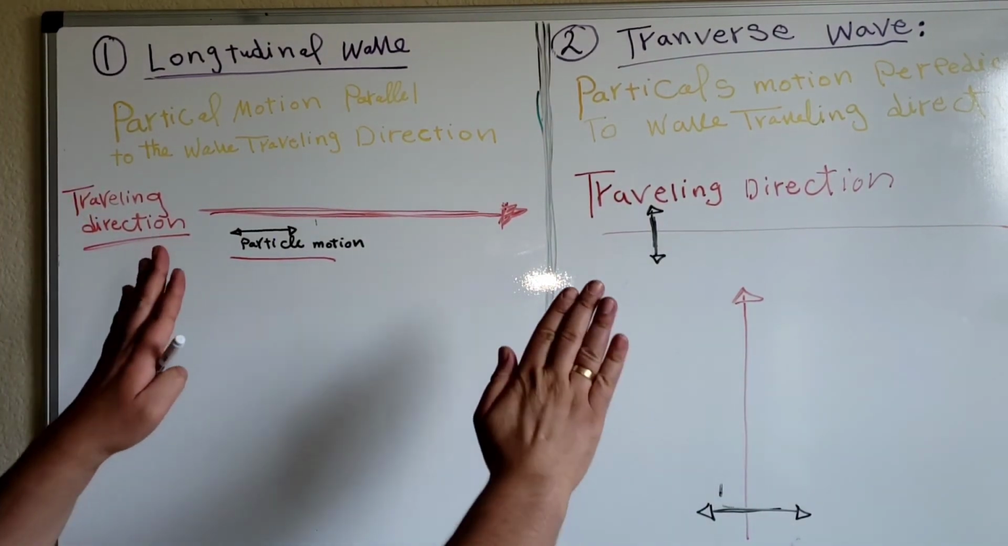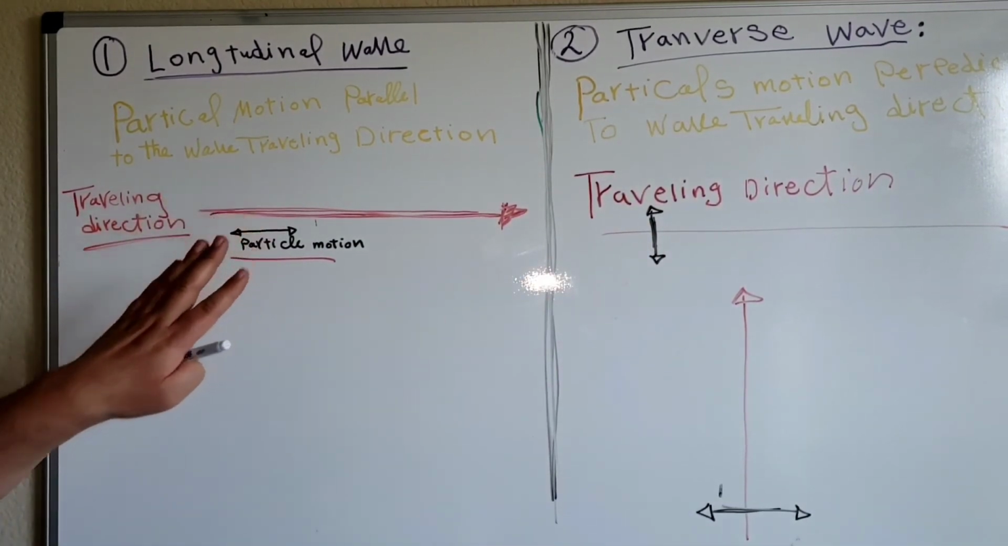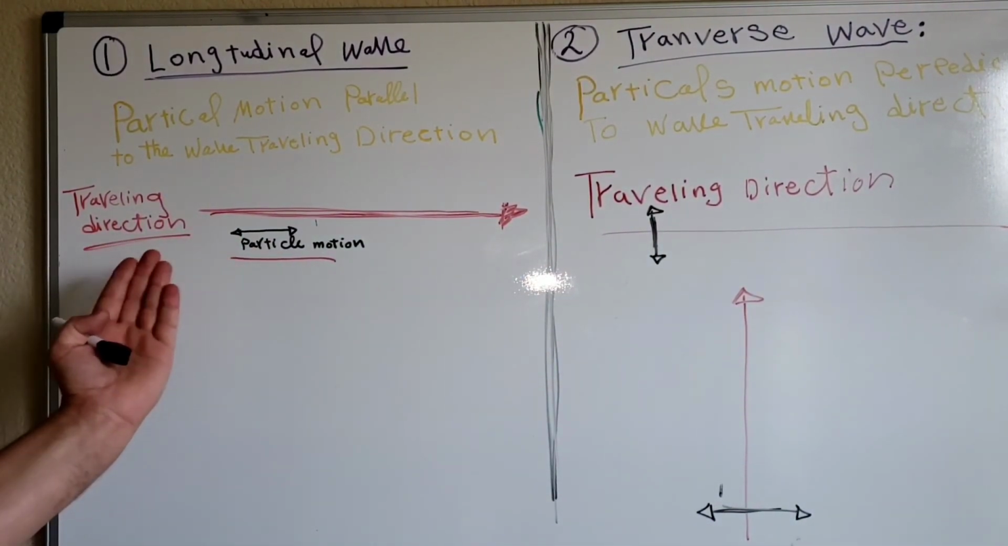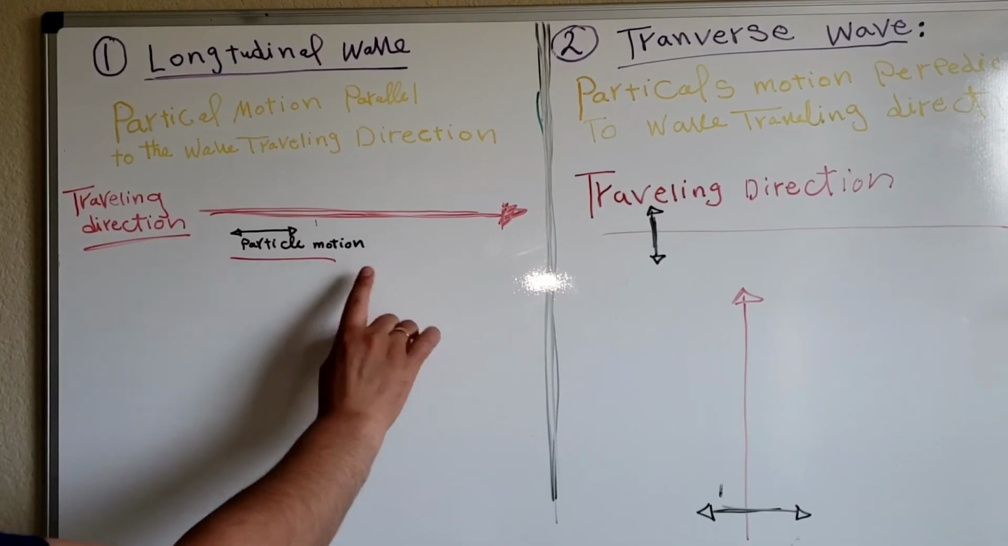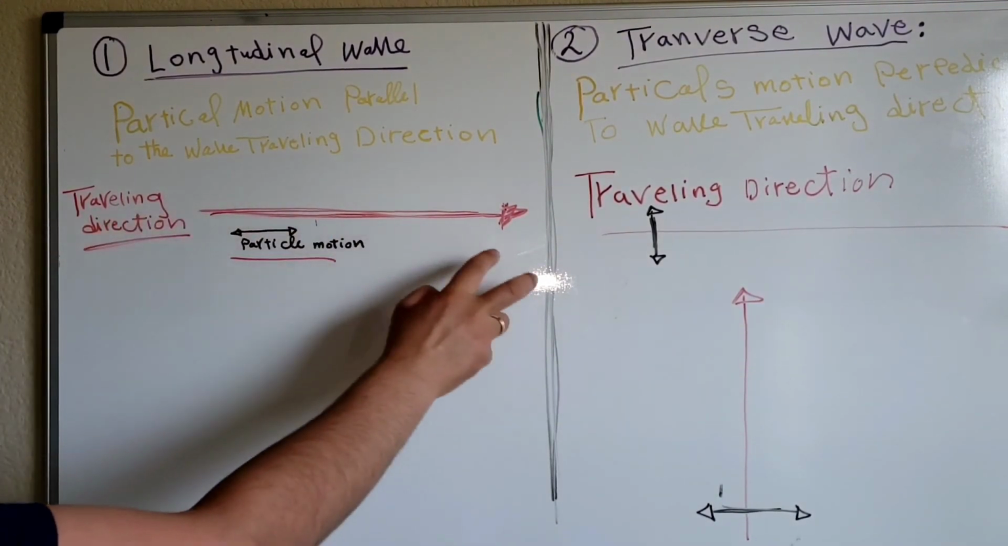This is the difference between the transverse wave and the longitudinal wave. As you see, in the longitudinal wave, the particle motion is in the same direction as the traveling direction, or the propagation.